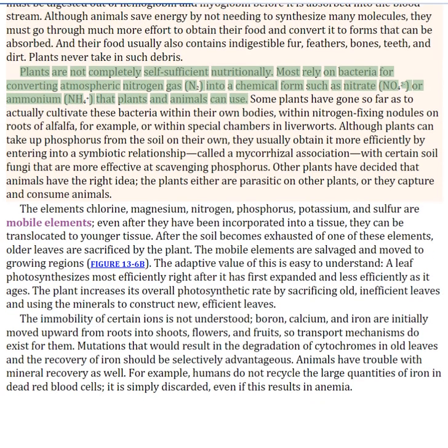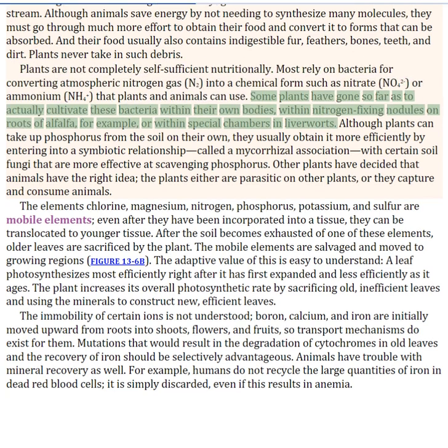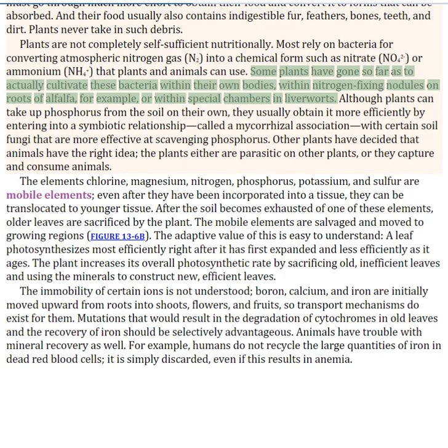Plants are not completely self-sufficient nutritionally. Most rely on bacteria for converting atmospheric nitrogen gas into a chemical form such as nitrate or ammonium that plants and animals can use. Some plants have gone so far as to actually cultivate these bacteria within their own bodies, within nitrogen-fixing nodules on roots of alfalfa, for example, or within special chambers in liverworts.